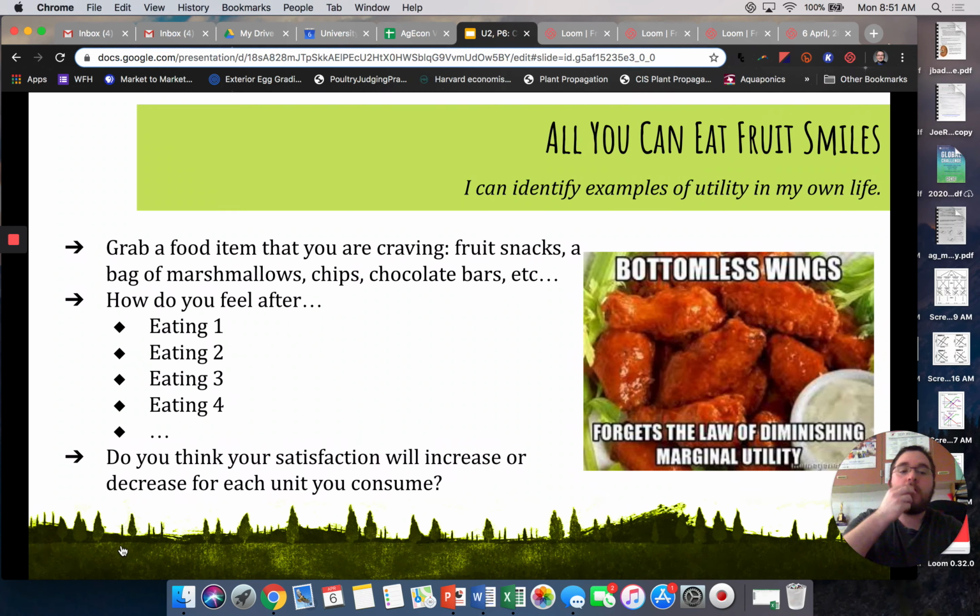Number 10. Got a little flavor variety there. Makes me want to keep eating more. 11. Still enjoying it. Maybe not as good as the first few. 12. All right, number 13 right here.